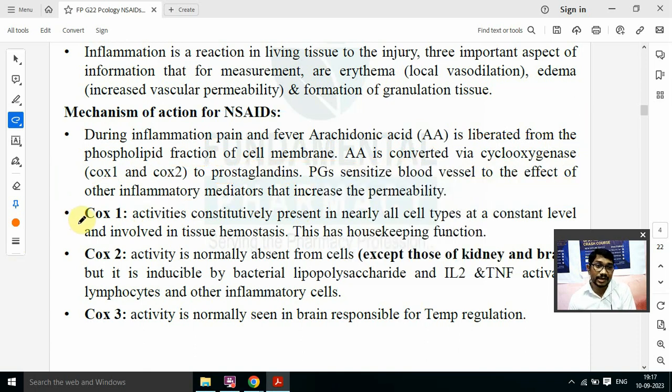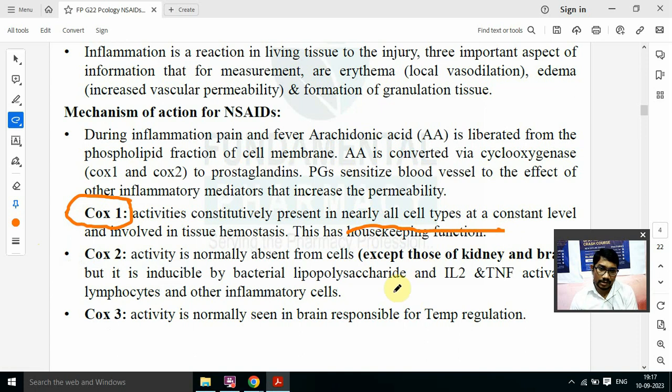Now there are three types of COX, cyclooxygenase. कितना टाइप होता है? 3 टाइप. ये बहुत इम्पोर्टेंट है, 2-3 बार क्वेश्चन आ चुका है इसका. So there are three COX: COX1, COX2, and COX3. What do you mean by COX? COX is nothing but cyclooxygenase. So where is the COX1 activity? COX1 activity is present in nearly all cell types. सभी cells में क्या होता है?